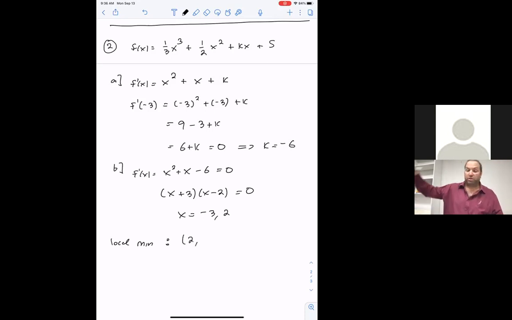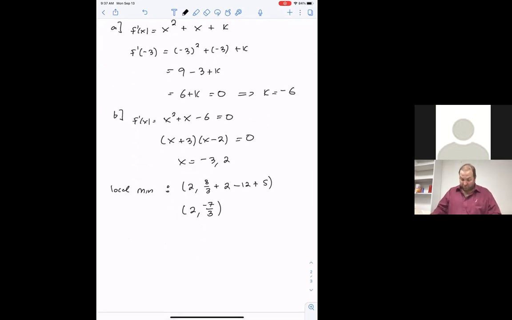Well, let's go back to the original equation. 2 comma 1/3 of 2 cubed, it's 8/3, plus 1/2 of 2 squared. 1/2 of 4 is 2. Remember, k is negative 6, so minus 6x, minus 6 times 2 is minus 12, plus 5. So 2 plus 5 is 7, minus 12 is negative 5, which is negative 15 over 3. 8 minus 15 over 3 is negative 7 over 3.